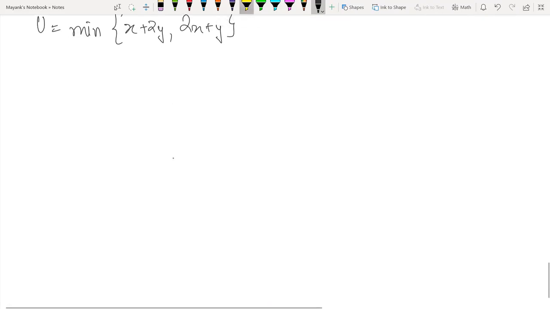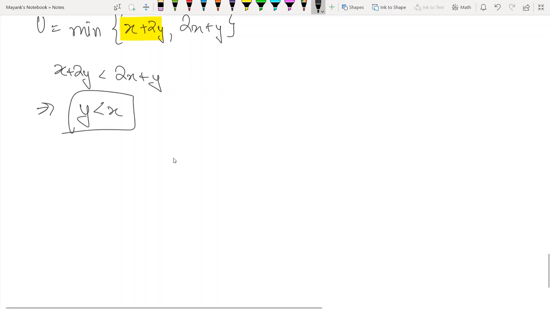So let's proceed in a similar manner. When will the utility function report x plus 2y? Okay, so this will happen whenever x plus 2y is less than 2x plus y. Can you resolve this a little bit? This implies, okay, I can cancel x plus y on both sides and I can basically write y is less than x.